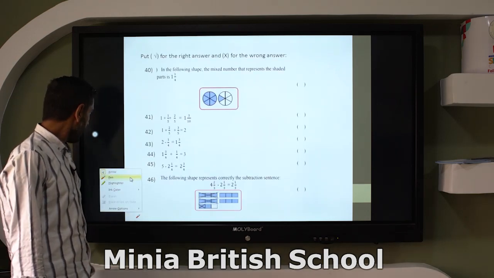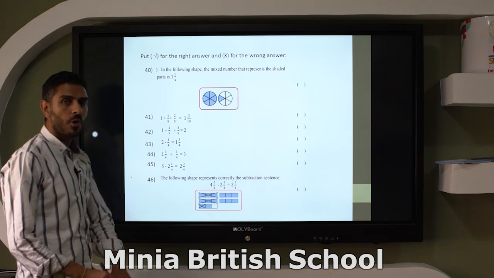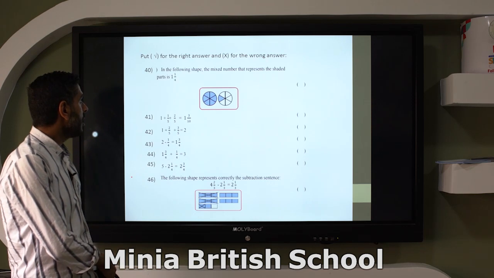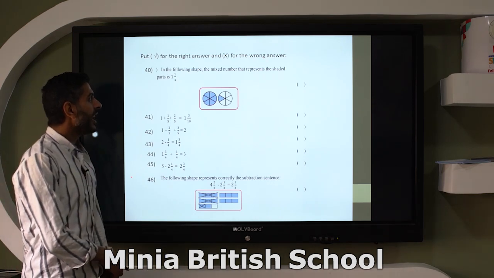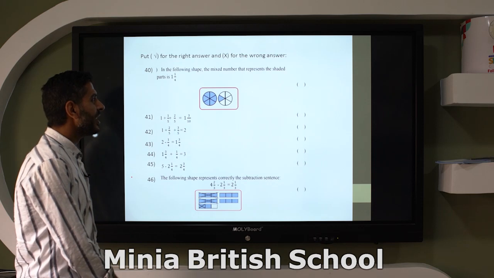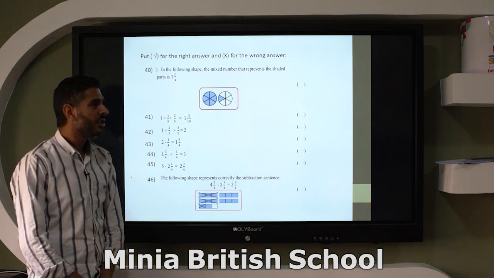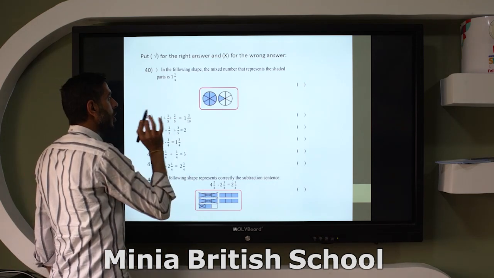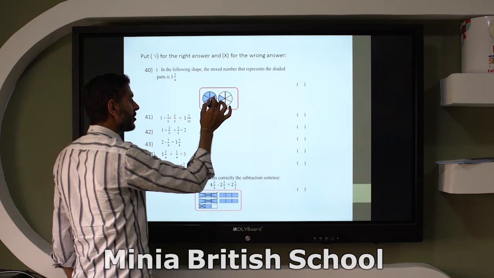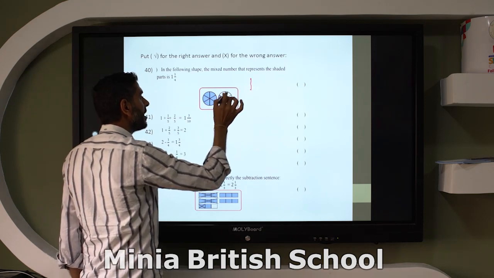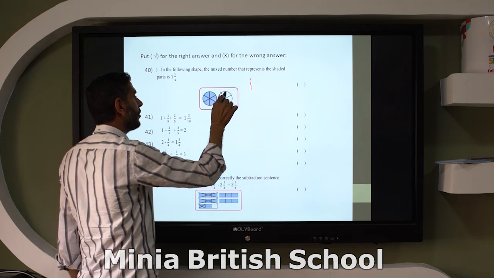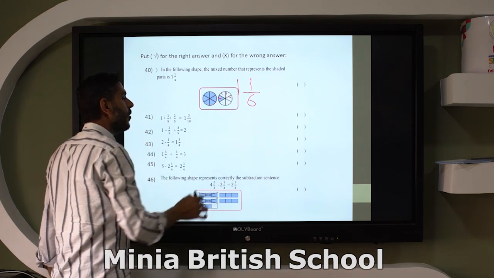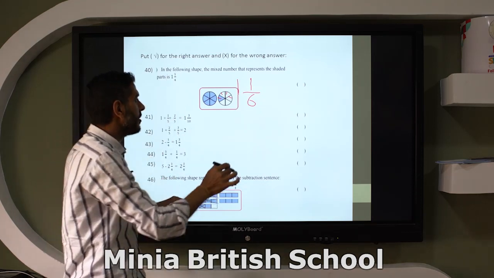Now let's answer some examples for right or false. In the following shape, the mixed number that represents the shaded parts is 1 and 1 over 4. Okay, here it's one whole number. What about this fraction? The colored parts here are 1, and the total parts are 1, 2, 3, 4, 5, 6. So it's 1 and 1 over 6, not 1 and 1 over 4.